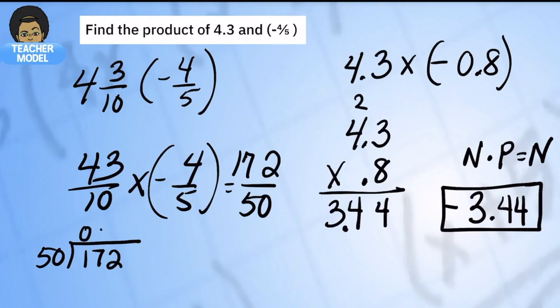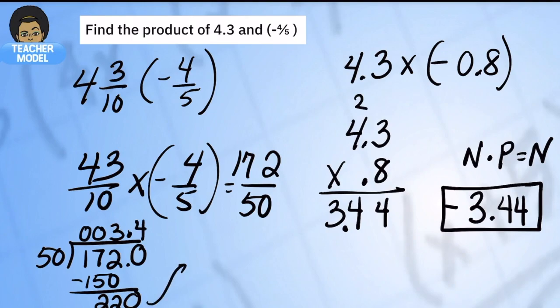Can't go into 1, can't go into 17, but 50 can go into 172 3 times, it's 150. And what do I have left? 22. And I'm going to pop in the decimal, put in the 0 in there. 50 can go into 220 4 times, so 200. So I'm going to put that in there. See, I'm even running out of space. That's how long this problem is taking. So 220 minus 200, I have 20. And I'm going to have to add another 0 behind it. 50 goes into 200 4 more times. So I still get 3 and 44 hundredths.